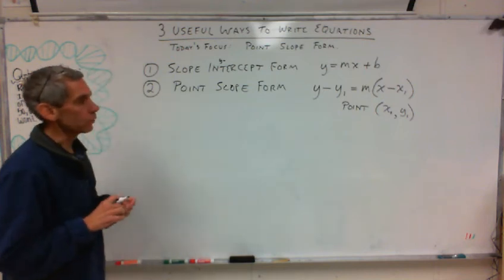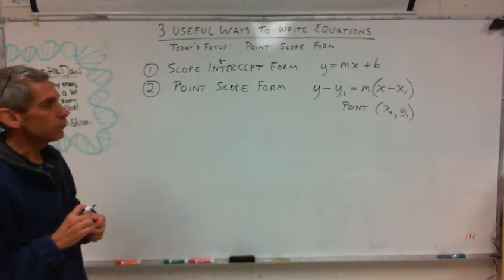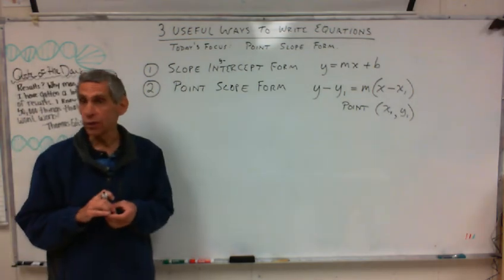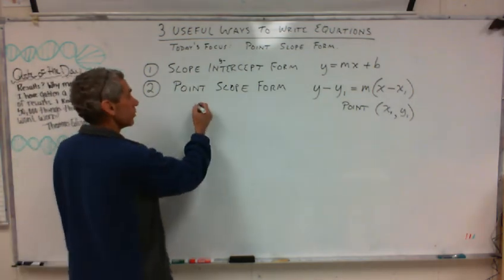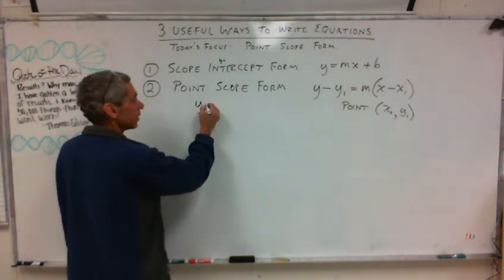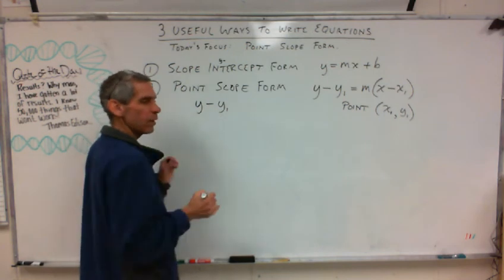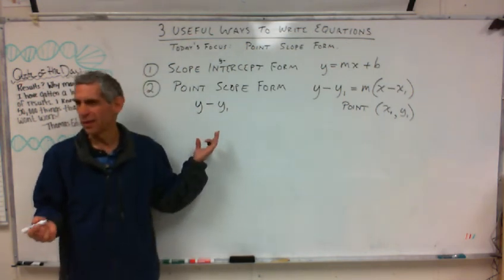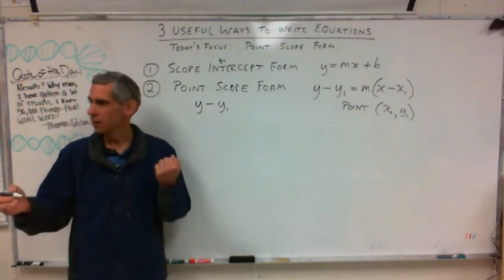Or should I do it the other way around? Maybe I should give you a point and say, let's put it into the formula. Let's do that. So I'm going to rewrite the formula. y minus y1. Now, what is this y sub 1 thing? Does anybody know?